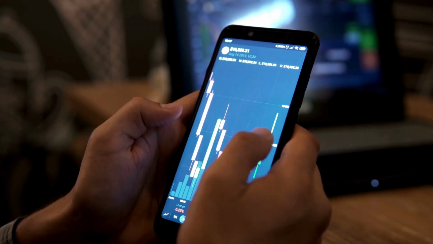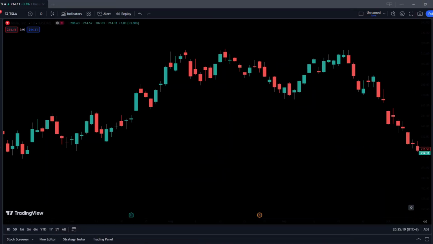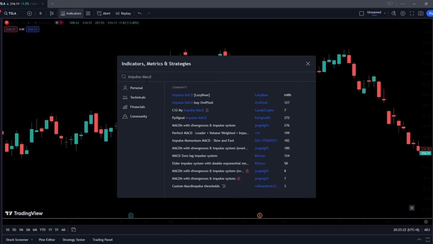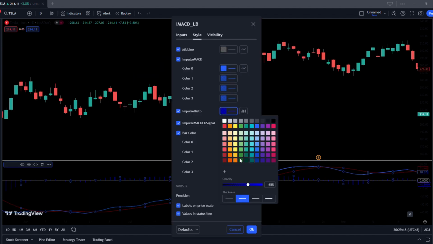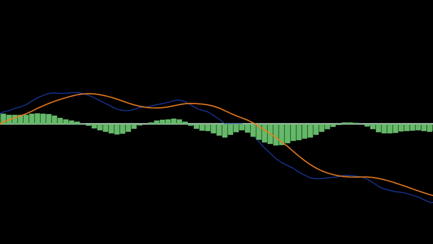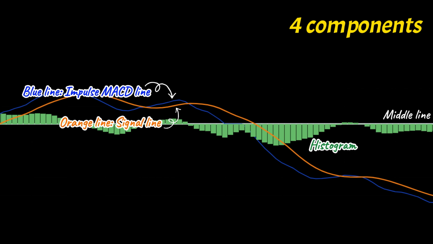And now I'm going to show you exactly how to use this indicator on your chart and how it works. First, open your TradingView. Click the Indicator section, type in Impulse MACD and choose this one. Next, you can change its color to make it look easier. Now let's take a look at each part of this indicator. Similar to the normal MACD, this indicator also has 4 components. First, this blue line is called the Impulse MACD line. Next, there is the orange line called the signal line. Third, we have the histogram. Finally, we have the middle line.